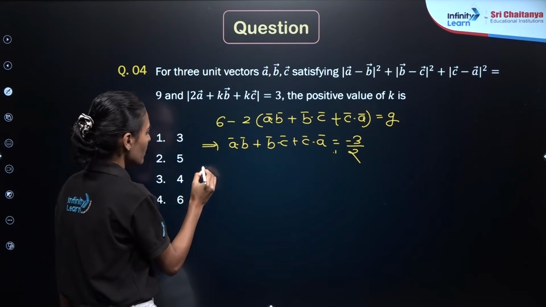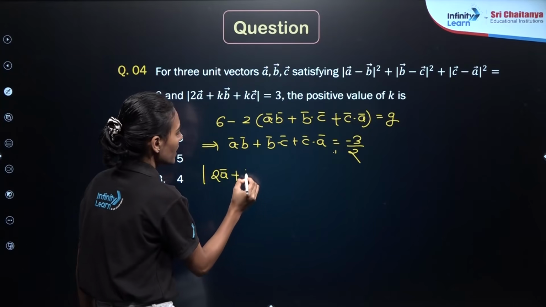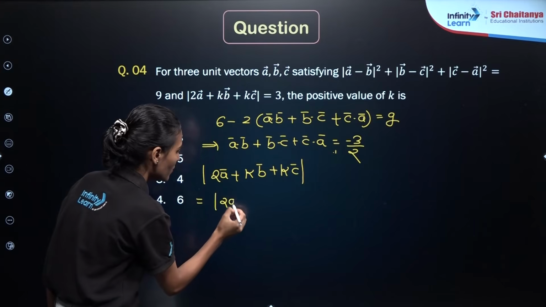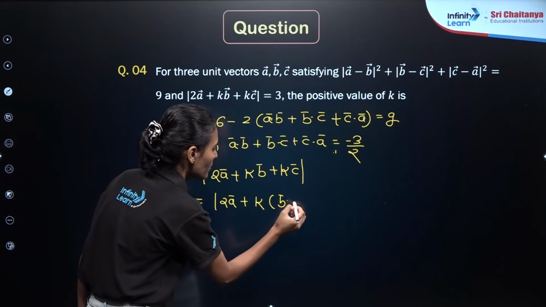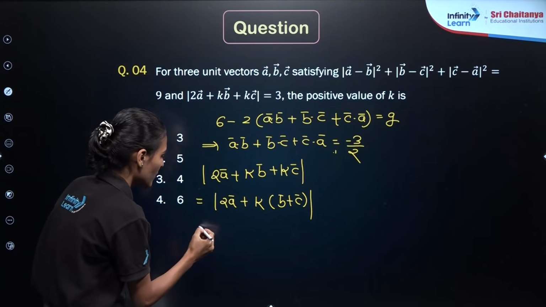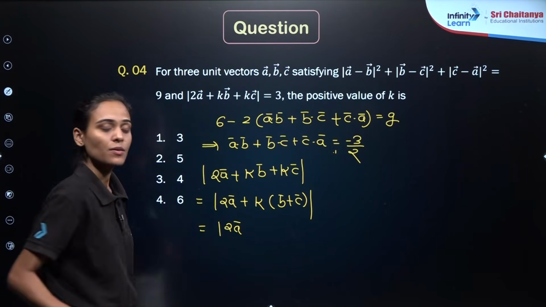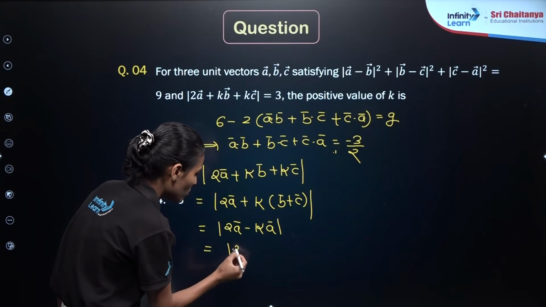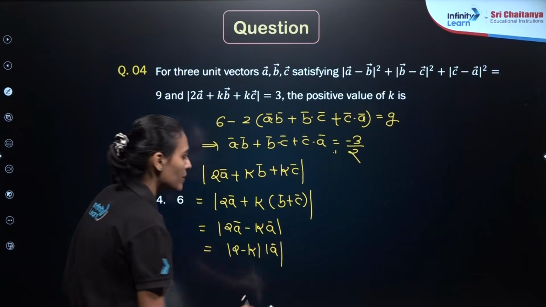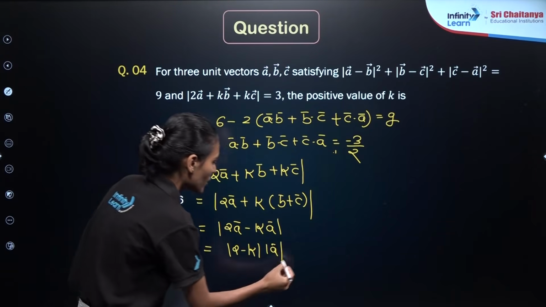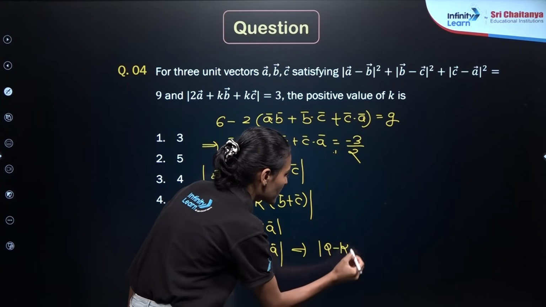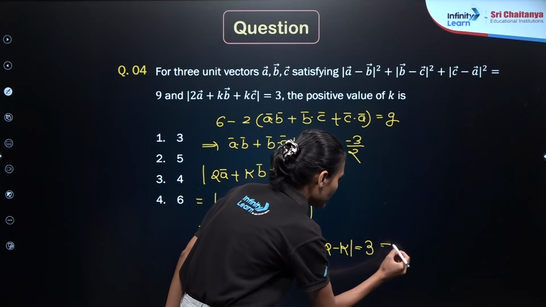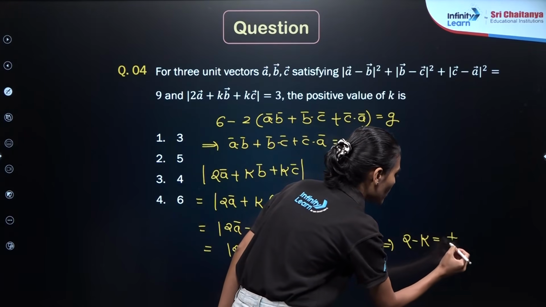Next, they have given modulus of 2a bar plus k times b bar plus k times c bar, which is nothing but modulus of 2a bar plus k into the bracket (b bar plus c bar), which is nothing but what? Modulus of 2a bar, and b bar plus c bar will be minus a bar, so it is minus k times a bar, which is nothing but modulus of (2 minus k) into modulus of a bar. Modulus of a bar is 1 as it is a unit vector. So you are getting modulus of (2 minus k) equals, they have given this value as 3, which implies you will get 2 minus k as plus or minus 3.